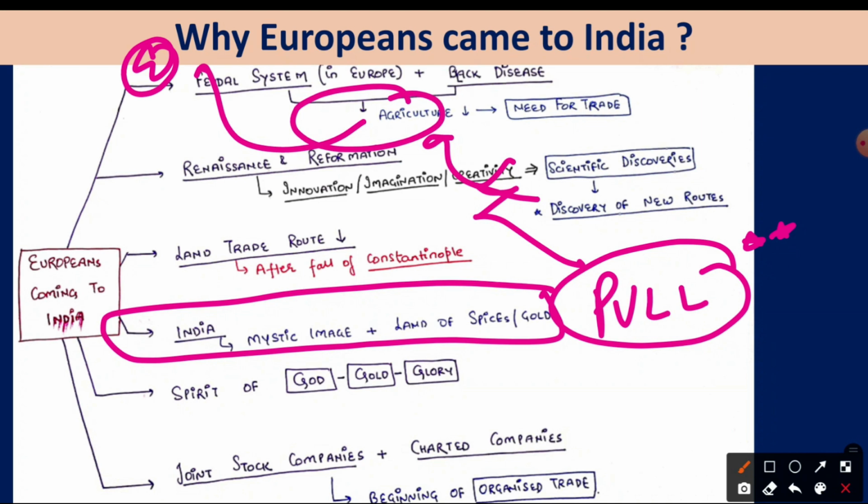We have to search for it. We have to search for the spices, for the gold that is there, right? Golden sparrow that is there in India. Then there was a spirit of God, gold, and glory. God, we all understand. Gold, we all understand. For the money, the colonialism they went.